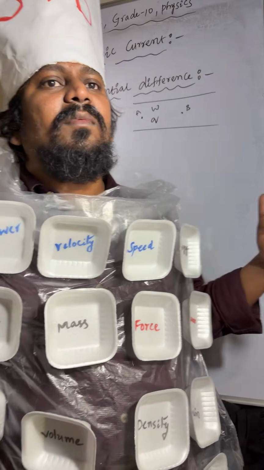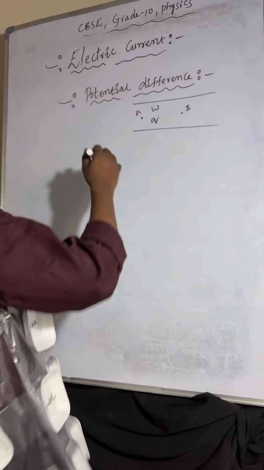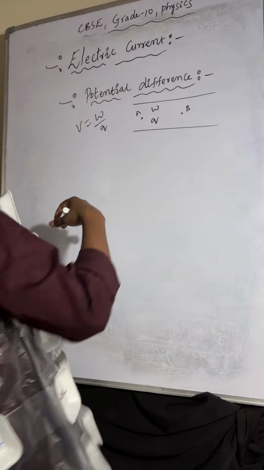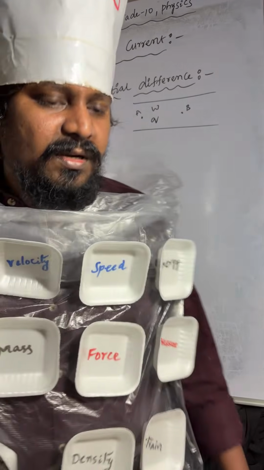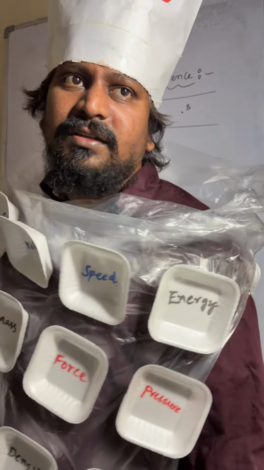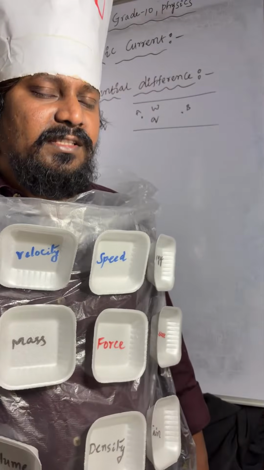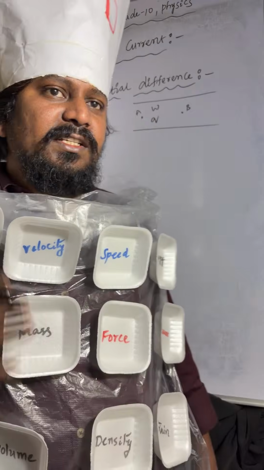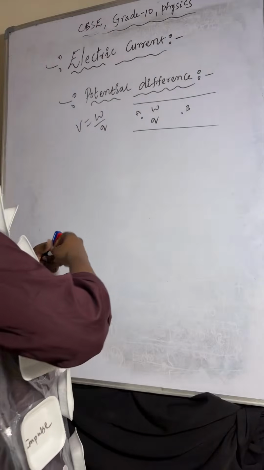So V equal to W by Q. SI unit of potential difference is volt. SI unit of work is joule. SI unit of charge is coulomb.